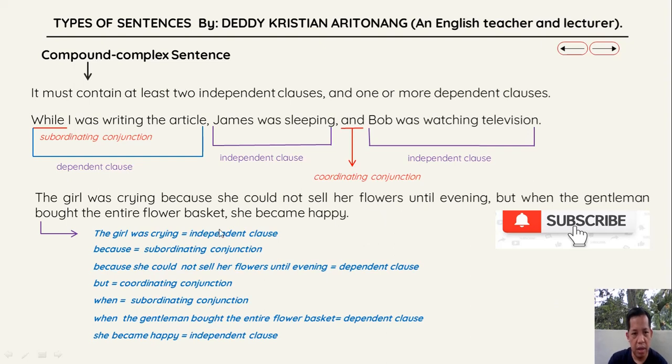As you see, the girl was crying because she could not sell her flowers until evening, but when the gentleman bought the entire flower basket, she became happy, consists of two independent clauses, and there are also two dependent clauses. So this is an example of a compound complex sentence. It fulfills all the requirements here: two independent clauses and one or more dependent clauses.